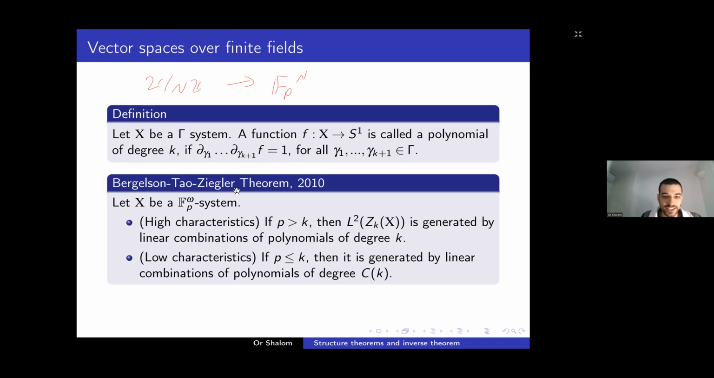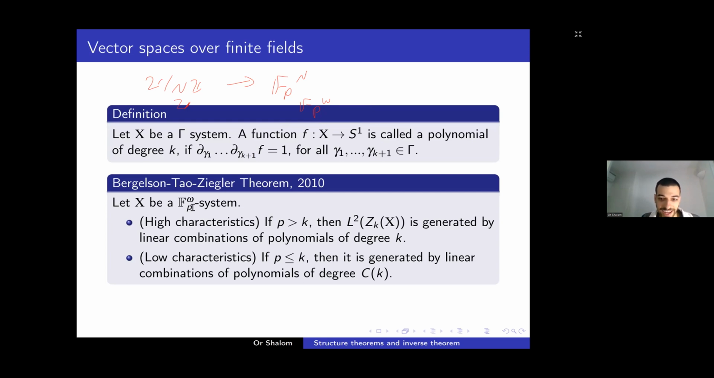And Bergelson, Tao, and Ziegler tried to study the infinite version of this problem. If the infinite version of Z mod NZ is Z, they guessed that the infinite version of F_p is the countable dimensional vector space over F_p. So this is just an infinite direct sum of F_p. And an F_p^omega system means that you have countably many transformations. All of them commute, and each one of them is of order p. If you apply it p times, it dies.